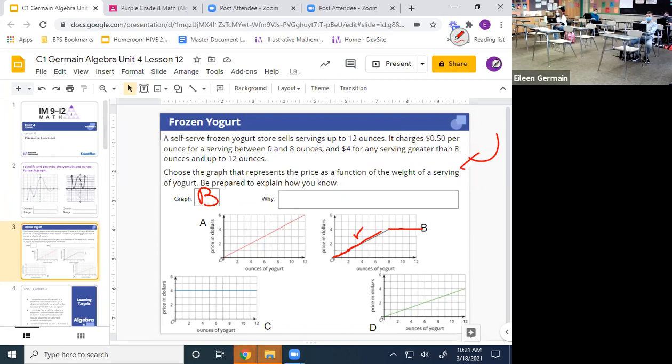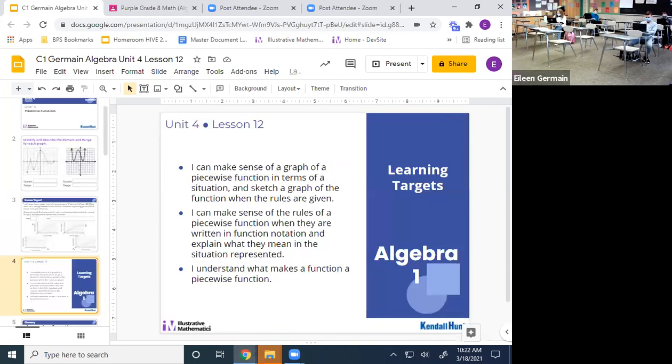Does everyone see why we chose B for this one here? Wonderful. Because it's not only just increasing like A and D say, and it's not staying constant the whole time like C, it's a mixture of both of those scenarios. Okay, nice job. Let's look at our targets.